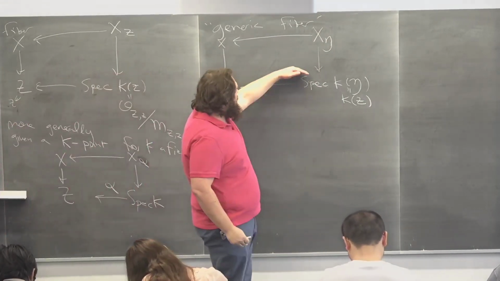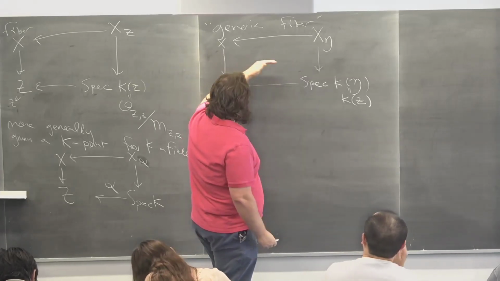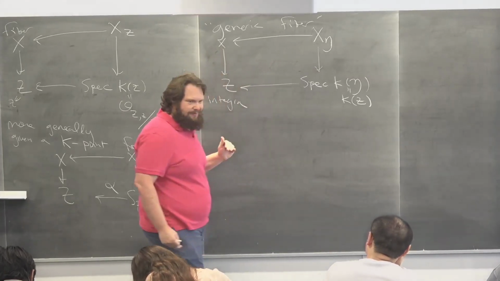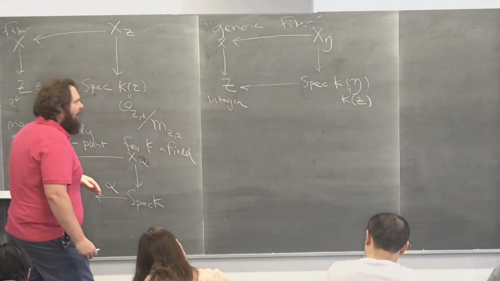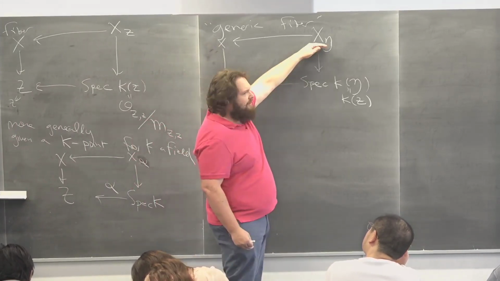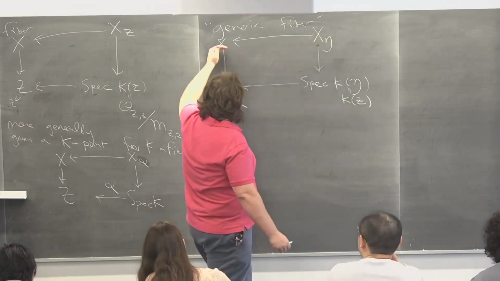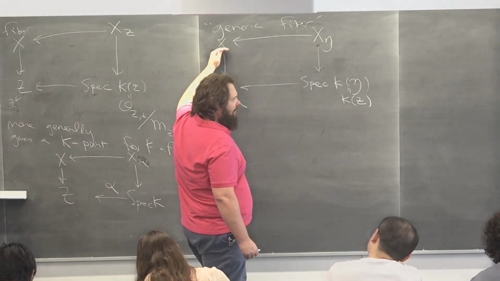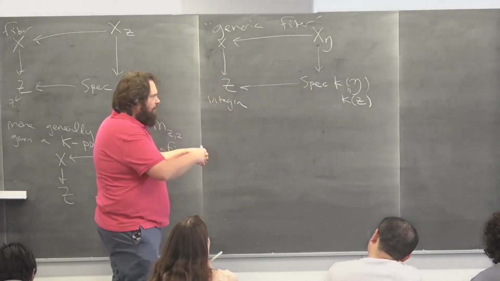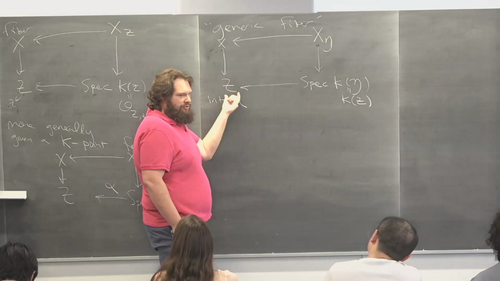So this is sort of a weird thing because it's not actually smaller than X. This guy, let's, for the sake of argument, say X is integral, is going to have a generic point, which is the same as the generic point of X. But I'm sort of throwing away all the information about what happens over non-generic points of Z.